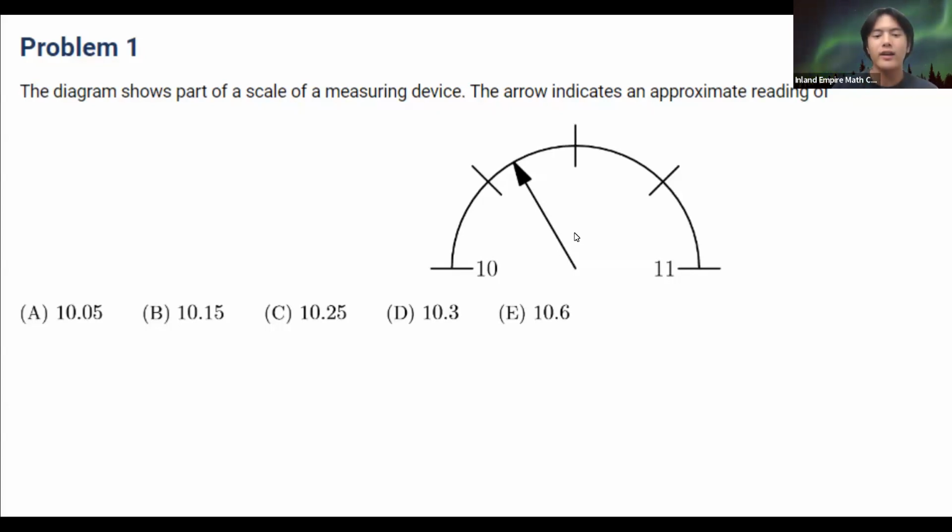D. Okay, yep, that's right. The answer is D, exactly. The easiest way to see this is just to notice that each of these tick marks represents 0.25, right? Because there are 4 spaces or 4 arcs marked by these 3 ticks. So each of these is 0.25, which means that since the arrow is between the first and second tick, it must be between 10.25 and 10.5. So it's 10.3, right? Fairly easy.